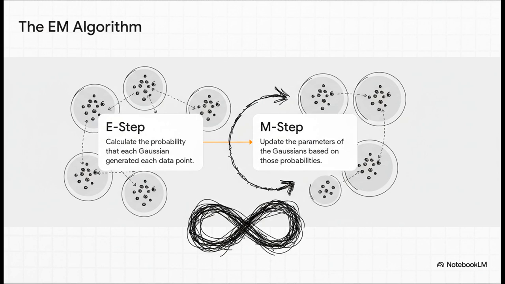And it does all this through a process called expectation maximization. You can think of it as another two-step dance. In the E step, the expectation step, it calculates the probability of each point belonging to each cluster. Then, in the M step, the maximization step, it uses those probabilities to get a better idea of what the clusters actually look like. And it just keeps repeating that dance until it finds the best possible fit.